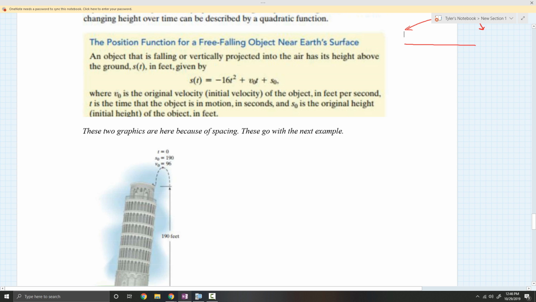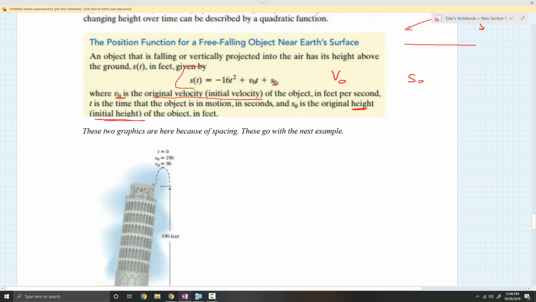So you can see that when you see this v naught, that's defined right here. So that's the original velocity or the initial velocity. A lot of times in math, when you use a subscript 0, that signifies initial. So then s sub 0 corresponds to the original height, the initial height of the object in feet.